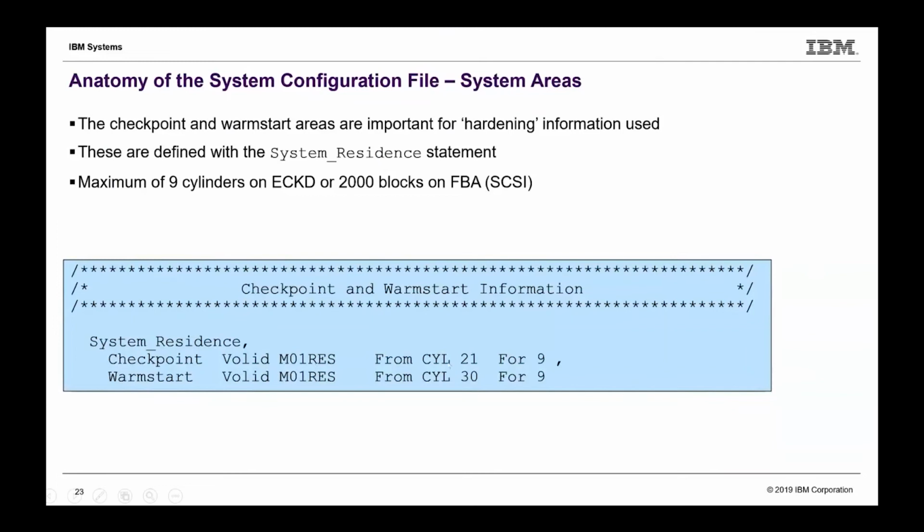My checkpoint is going to start at cylinder 21 and go for 9 cylinders. And then warm start is going to go from 30 for 9. Now, bear in mind, we're starting here at 21, so we're really going up to cylinder 29 for checkpoint, and then starting at cylinder 30 for my warm start for 9 cylinders. Now, if you were using FBA or SCSI, you would use blocks there instead, but this is how VM is going to know what to use for those areas, right? And I normally just go, since 9 cylinders isn't that much space anymore, I usually just go for the max to begin with, and I'm done with it.